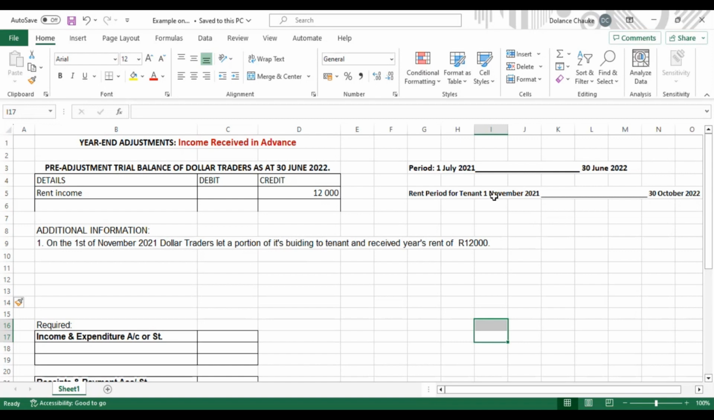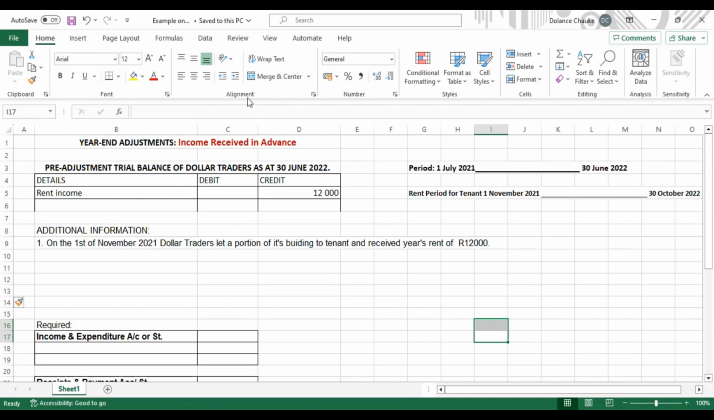If you check, the months within our business period run from 1st of November 2021 to 30 June. So we count how many months: November, December, January, February, March, April, May, June. That is 8 months from my side. So 8 months is within my period, and 4 months is out of our accounting period. Therefore, those 4 months are received in advance.